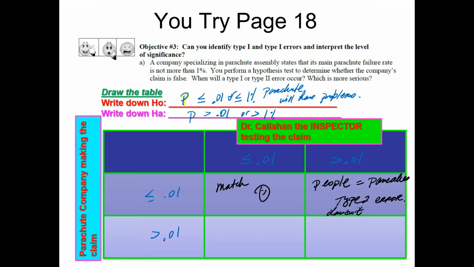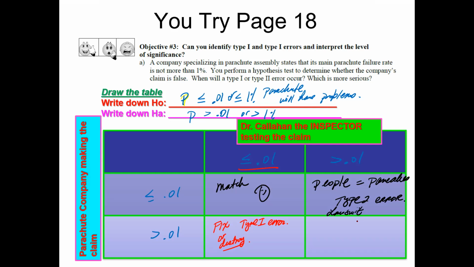On the other hand, if the parachute company says, you know what, we do have more than 1% of our parachutes having problems, but when I tested it, it's actually less than 1%, then that's good. It's not a problem, because it is a type 1 error. You could either fix it or destroy the parachutes, and that's fine, because the company is saying there's more than 1%, and I found, guess what? It was good news for the company because it was less than 1%.